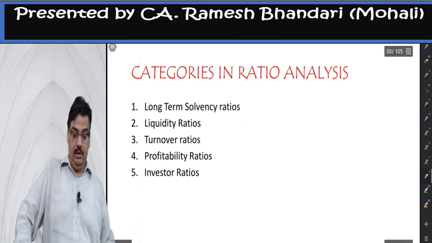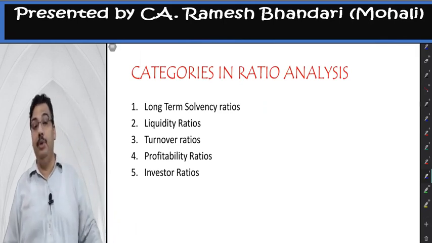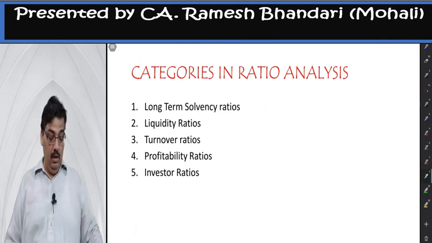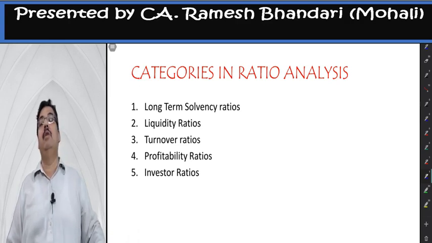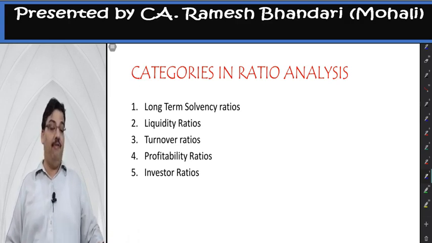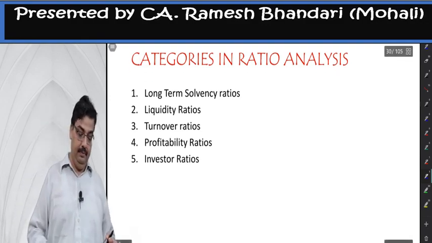This is a classification we use in smaller classes. Categories in our ratio analysis: these are the categories that we'll be doing today in detail. Long-term solvency, liquidity, turnover, profitability, and investor ratios. These are the 5 categories to be done in detail.